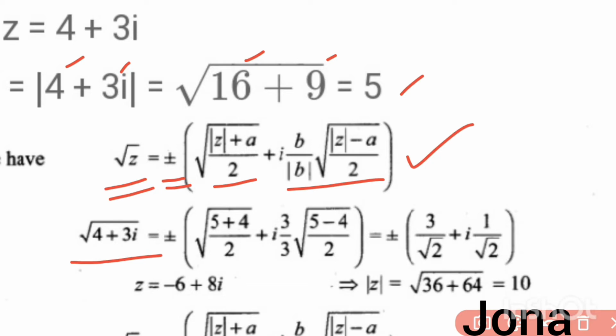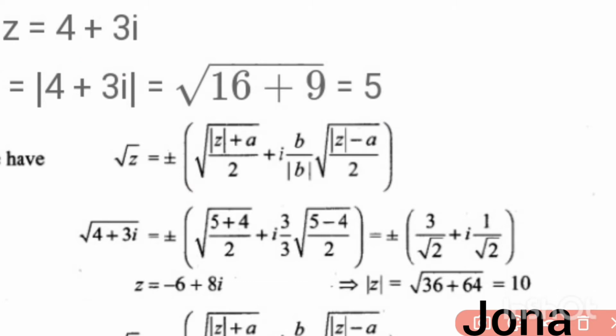So root of 4 plus 3i equal to, here a is 4 and b is 3. Let me substitute all the values here. Already we found the value of modulus of z, so we can directly substitute it. So modulus of z is 5 plus a is 4 divided by 2 plus i into b is 3 and modulus of b is 3. Square root of 3 square is nothing but 3 only. And then modulus of z is 5 minus a is 4 divided by 2 here.